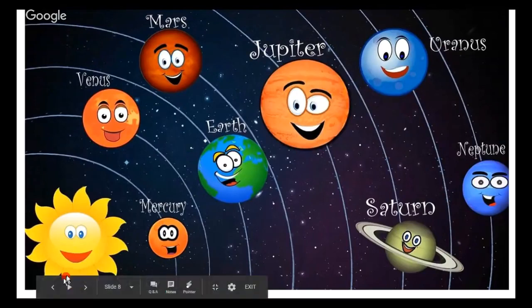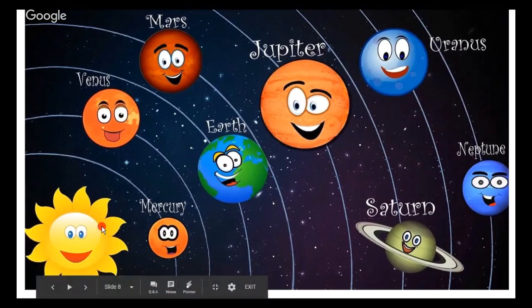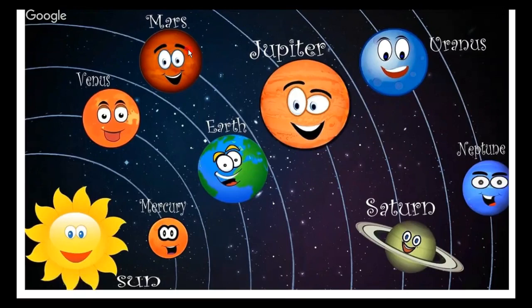Let's go with this. How many planets in our solar system? 8. In 2006, there were 9. What was the 9th planet? Pluto.